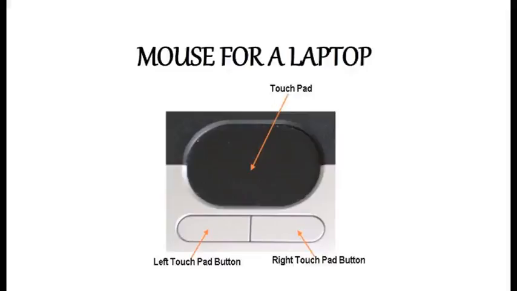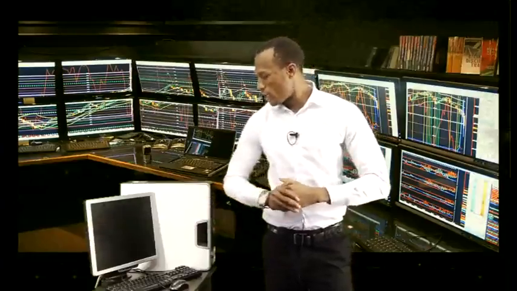Now, the mouse is a special input device, and it is used to give certain commands to the computer. While these commands are being given, the monitor helps us to see what the user is actually inputting into the system. The mouse for a laptop has a left touch pad button and a right touch pad button, just like what we have on the mouse for the desktop. They perform the same function, but we're not going to talk about how the mouse is being used.